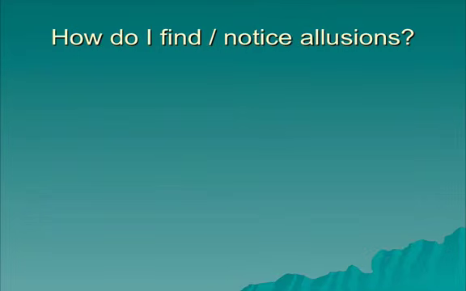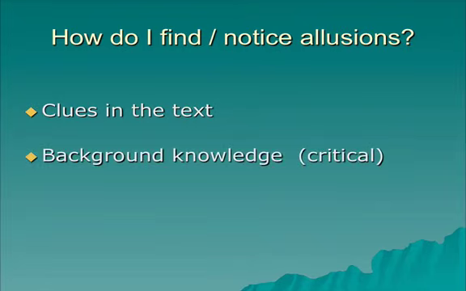All right, so as a reader, you might be wondering, how do I find or notice allusions in the texts that I'm reading? Well, there's a couple of ways. There are actually clues that occur in texts. If you see a name that is capitalized, but it's not a name you've seen before, if there's a story around a certain thing, and you get the sense that you don't understand that story, those can be clues that this is an allusion. In addition, you have to tap into your background knowledge.